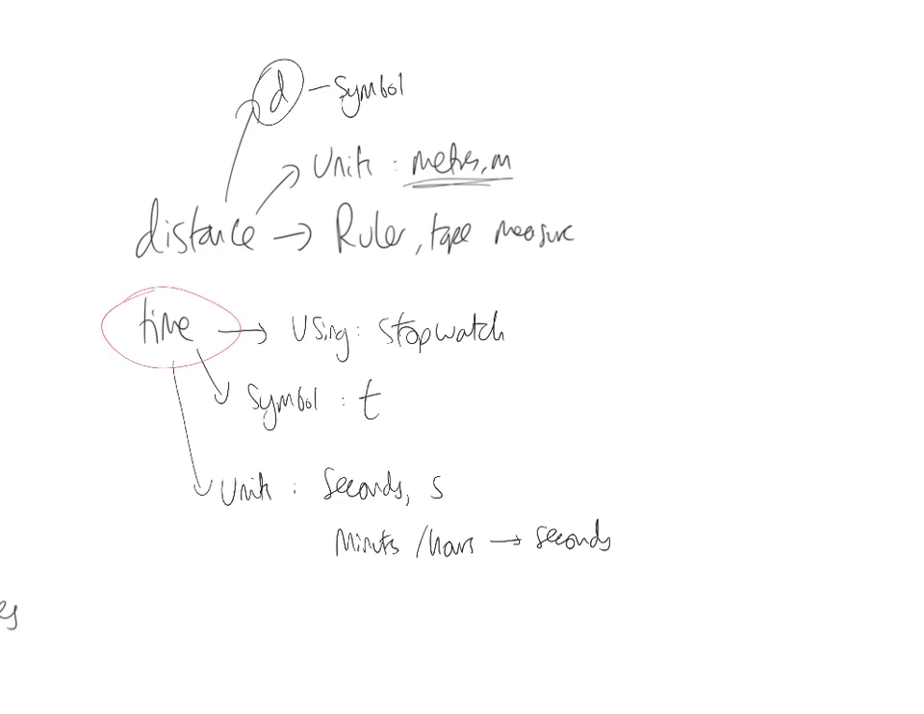So here we have two important concepts for this, and you need to know how we can measure them, which is here and here. The symbols for them, which is here, and the units, which is here and here. Let's now have a look how that relates to speed.